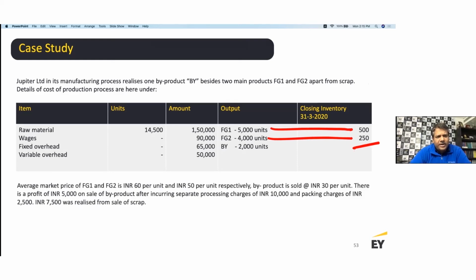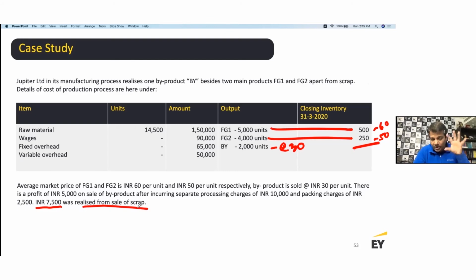Additional information. Average market price of FG1 is 60, and FG2 is 50. That's the average market price. And the byproduct is sold at the rate of INR 30. There is a profit of INR 5,000 on sale of byproduct after incurring a separate processing charge of INR 10,000 and packing charge of INR 2,500. INR 7,500 was also realized from the sale of scrap.